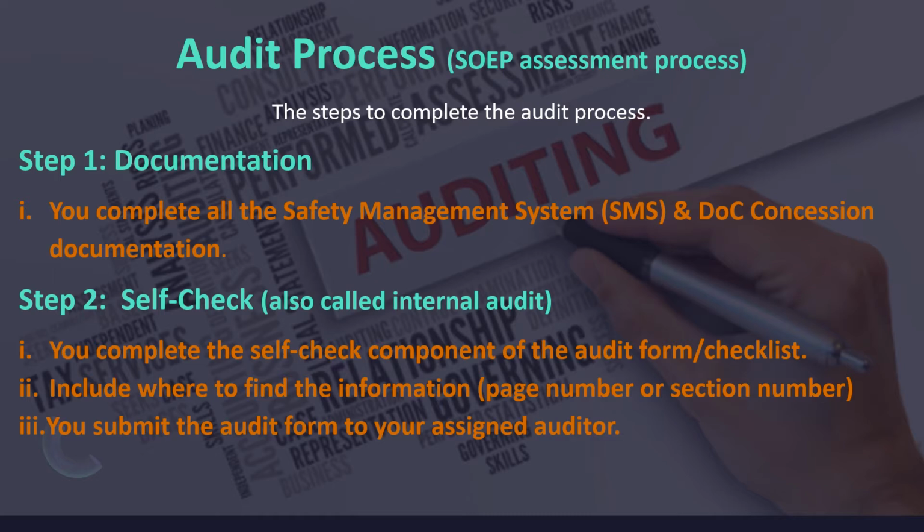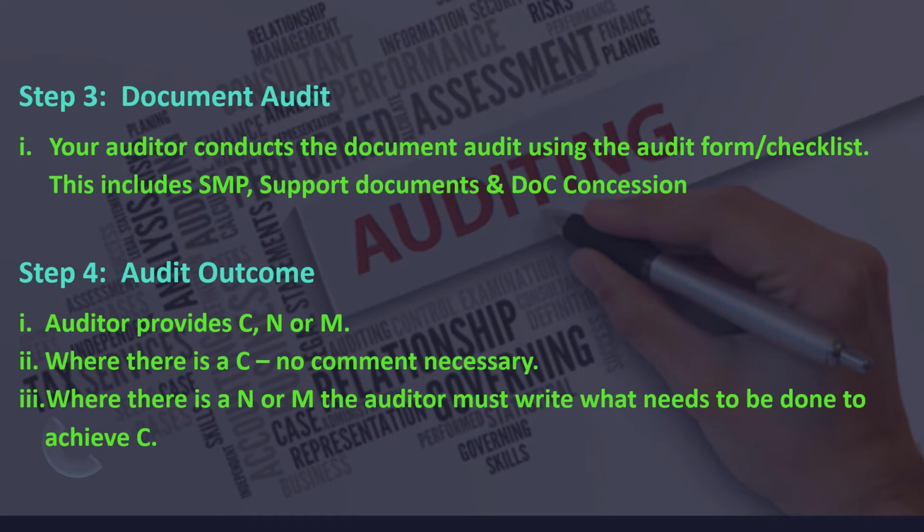The second step is to do a self check, or the self audit, or internal audit, all the same thing, and that's explained a bit later on in this presentation. Once you've completed all the documentation, you swap it over to your auditor, and your auditor conducts the audit using the checklist. And then the auditor provides a C for complies, N for a minor non-conformity, and M for a major non-conformity.